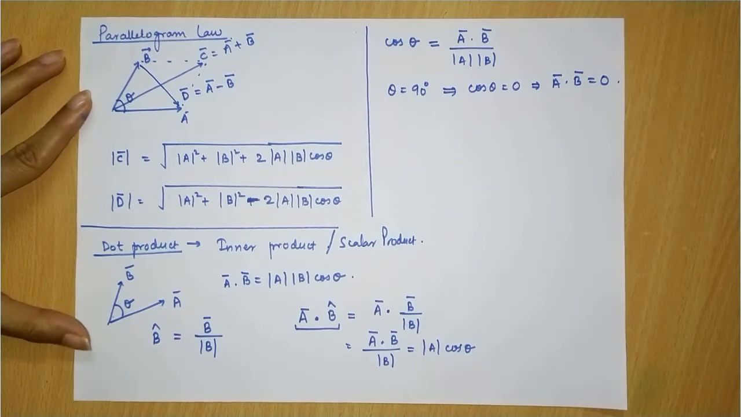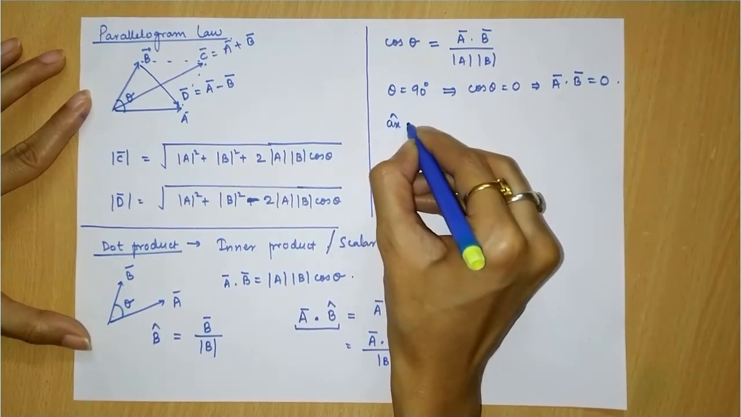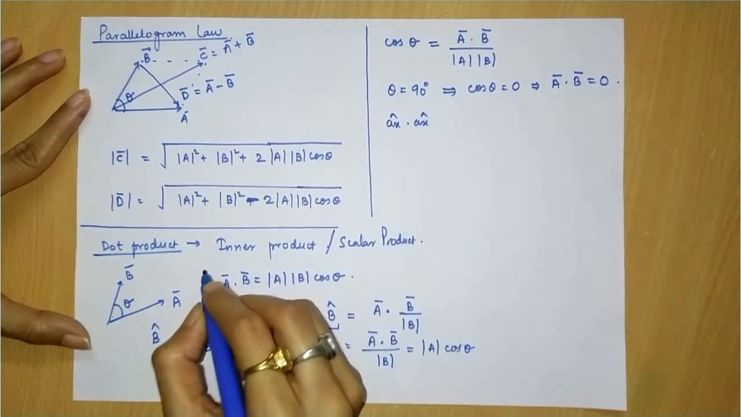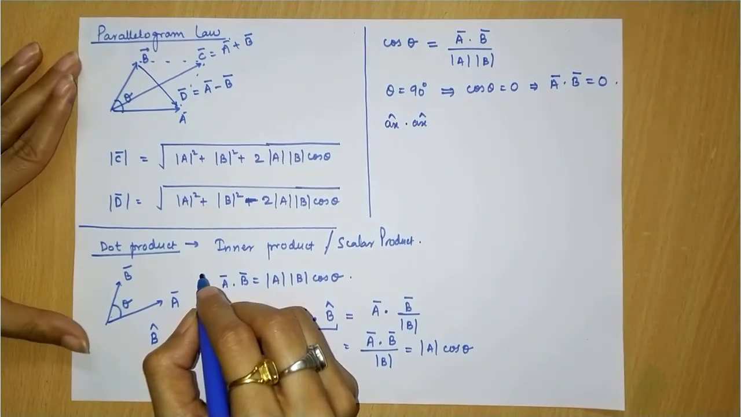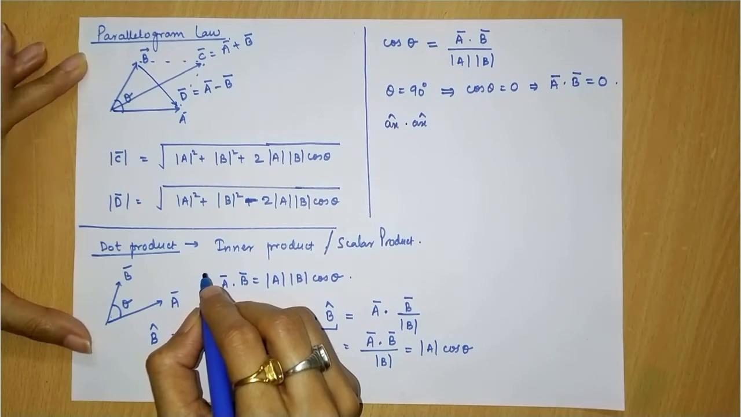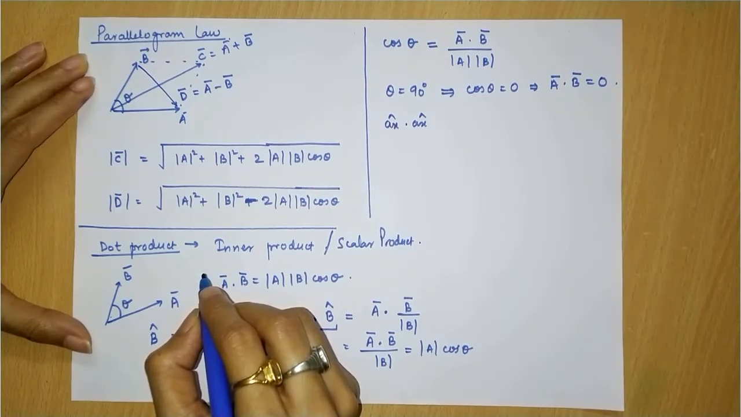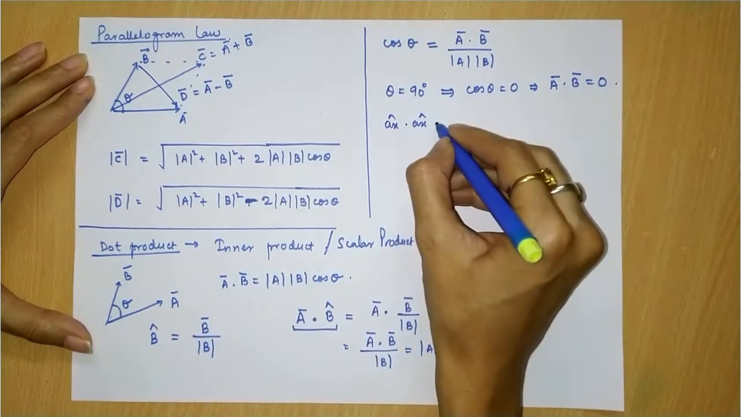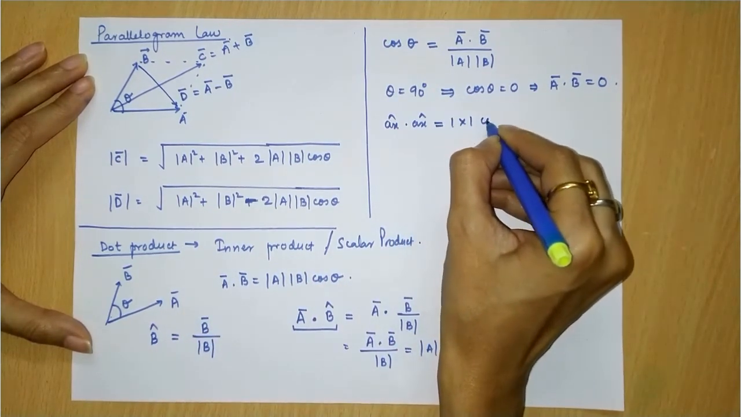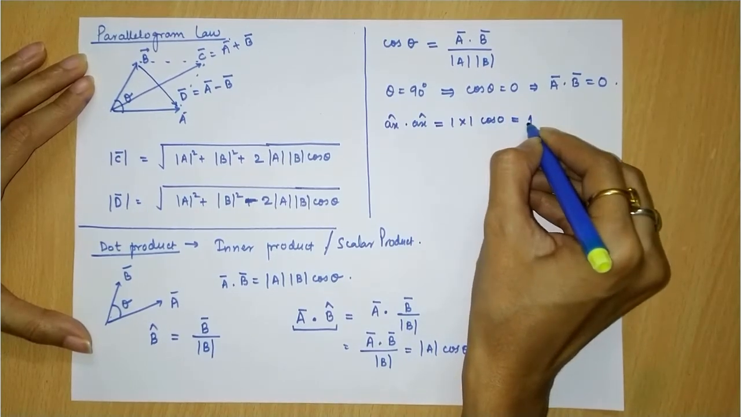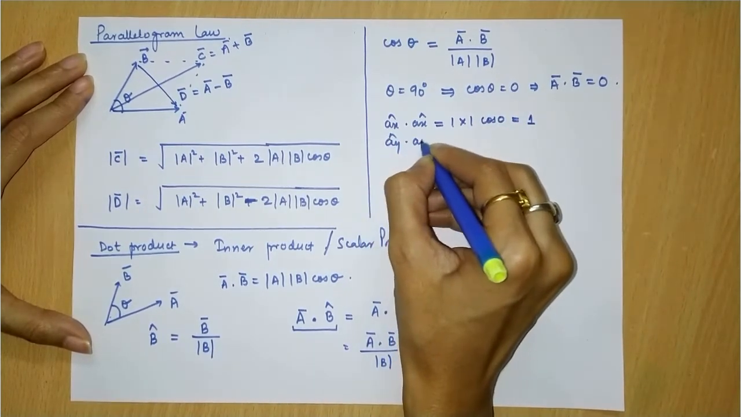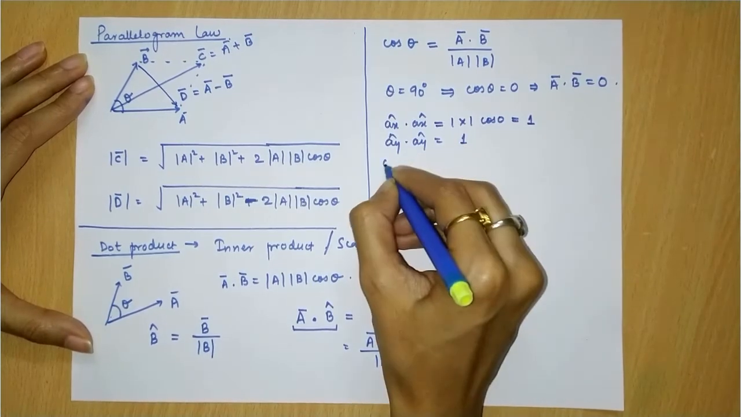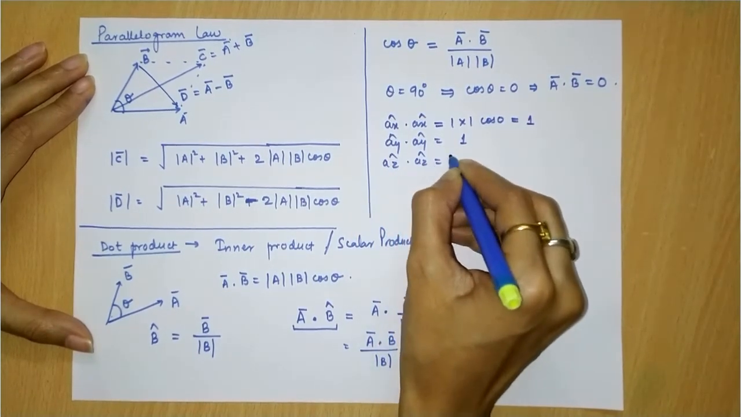Now how to perform this dot product? Let's see for different unit vectors. Ax cap dot Ax cap. Since both these vectors are in same direction, the angle between them is 0 degree, and also both are of unit magnitude. So we write Ax cap dot Ax cap as 1 into 1 cos 0, that is 1. Similarly Ay cap dot Ay cap is equal to 1. Az cap dot Az cap is equal to 1.